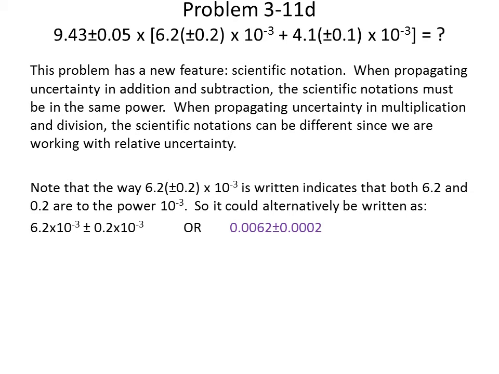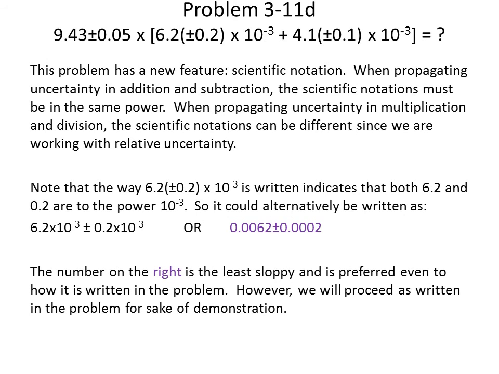Note that the way 6.2 plus or minus 0.2 times 10 to the minus 3 is written indicates that both 6.2 and 0.2 are to the power 10 to the negative 3. So it could alternatively be written as 6.2 times 10 to the minus 3 plus or minus 0.2 times 10 to the minus 3, or 0.0062 plus or minus 0.0002. The number on the right is the least sloppy and is preferred even to how it is written in the problem. However, we will proceed as written in the problem for sake of demonstration.